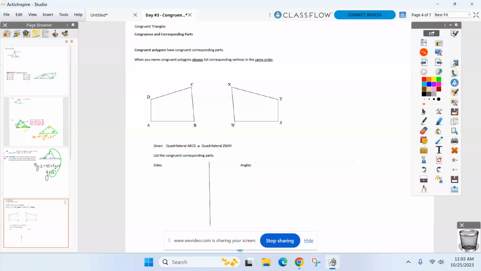Today's topic. We know when two segments are congruent, they have the same length. Two angles would be congruent if they have the same angle measure. But now, when are two figures congruent? How do I make two figures congruent?